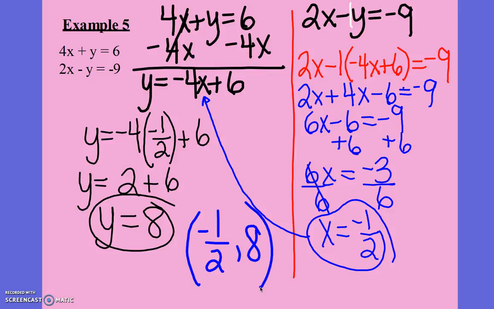This solution is an example of a problem that we couldn't solve using graphing because we got a fraction for our x value. So this problem supports the reason why we have to learn a different method.